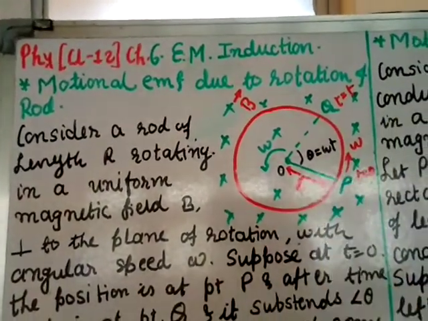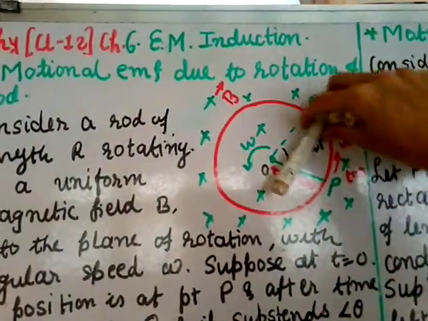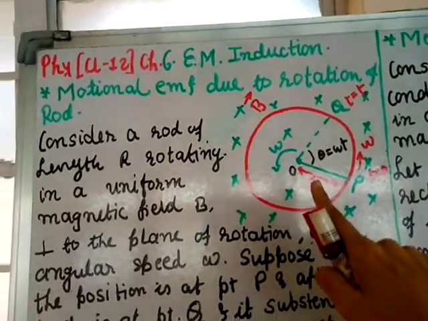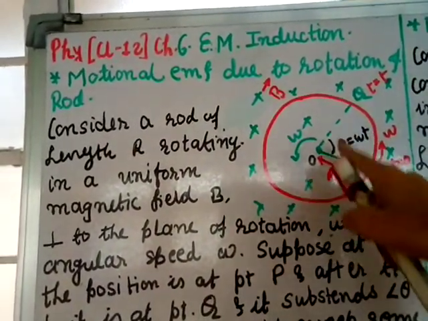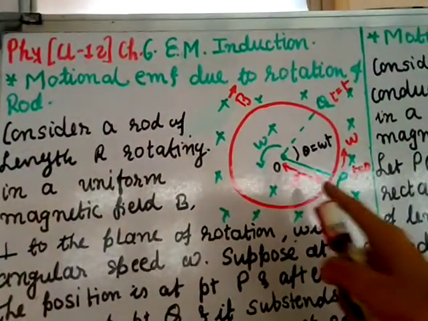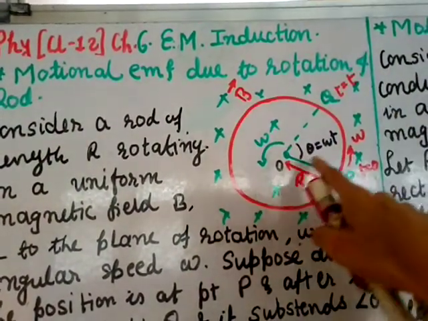So what happens here? The area is changing. When it is rotating, the area is changing. So EMF will be induced, but it will be because of the change in the area. How will you find the area? We will find the area for one full round and then find what it will be for theta. See, I have written here.